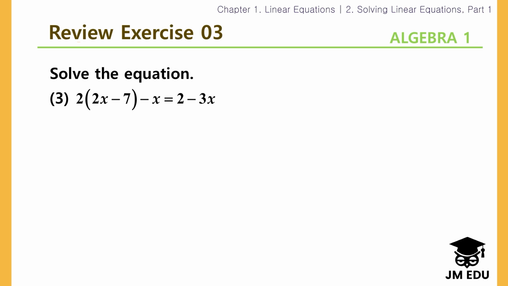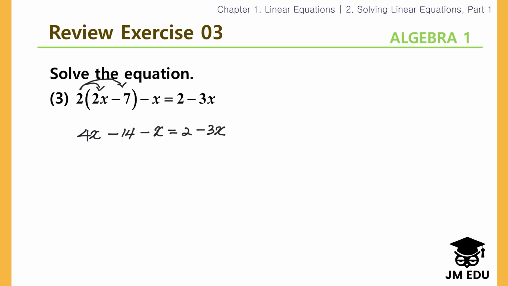Number 3, we have 2 times 2x minus 7 minus x is equal to 2 minus 3x. So first thing we have to do is remove this parenthesis. So 2 times 2x, that's 4x. 2 times negative 7, that's minus 14. And we have minus x on the left hand side. Right hand side, we have 2 minus 3x.